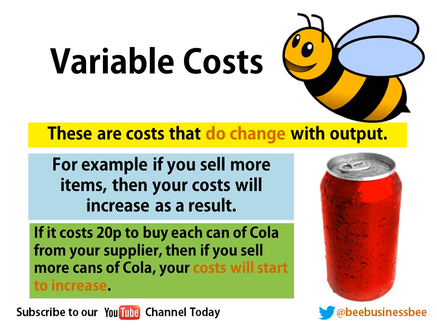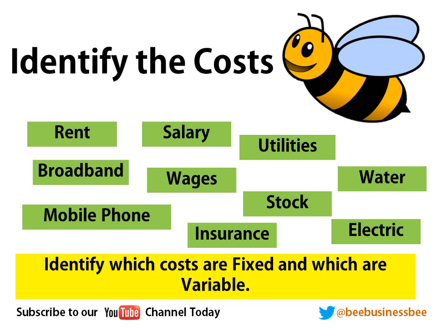So let's see if you can categorise some costs. With the costs on the screen now, try and group them into fixed and variable costs. So you've got rent, salary, utilities, broadband, wages, stock, water, mobile phone, insurance and electric. Try and group them into fixed and variable costs. You may want to pause the video while you do this, and we'll have a look at the answer now.